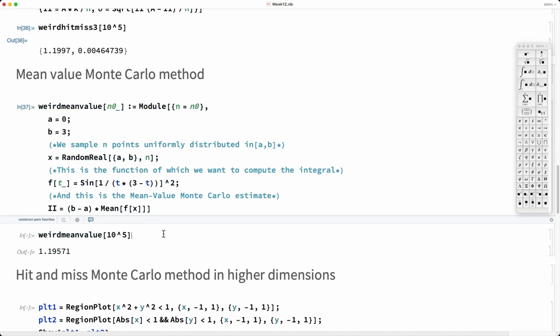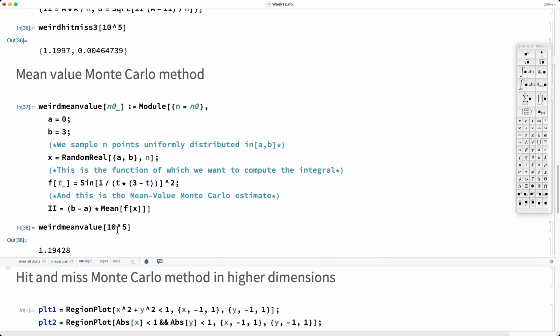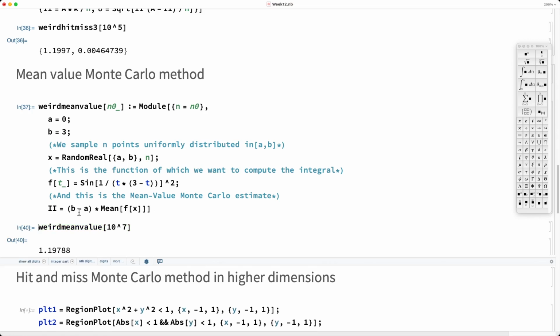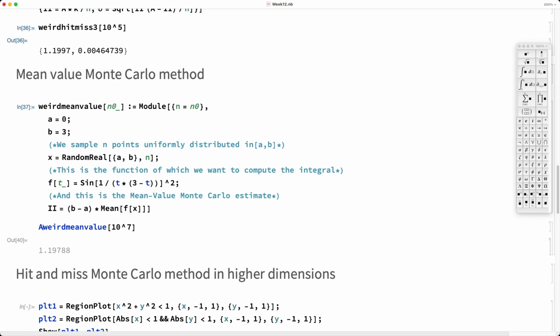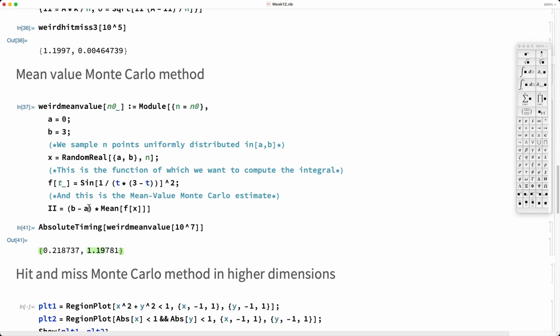So let's execute this module, and we get this number. We can try 10 to the 6th or 10 to the 7th. Let's time this. Okay, so with 10 to the 7th samples, we get 0.2 seconds. You can see that the method is more accurate than the hit and miss method.